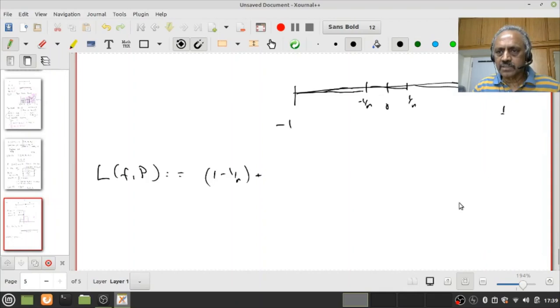Are you following this? Here the length is minus 1 by n. Minus of minus 1 will be plus 1. Therefore, 1 into 1 minus n. That's what I wrote, into 1. Okay? This is the value of the minimum.